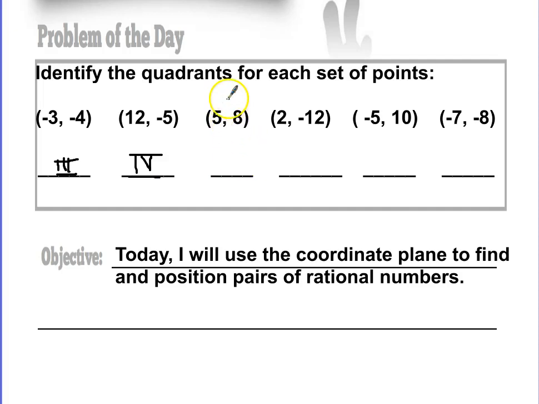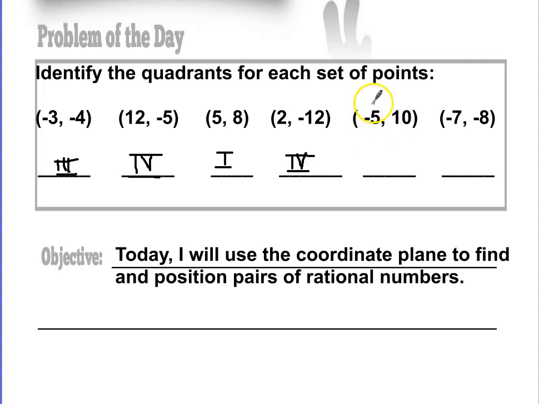Now, I have x coordinate is 5, y coordinate is 8. Well, when my x is positive and my y is positive, I know I'm to the right of 0 on the horizontal number line, and I'm above 0 on the vertical number line. So this is going to be quadrant 1. My next one, I have (2, -12). Well, I'm going to look at this. And if this was quadrant 4 and x is positive and y is negative, then I'm going to say this is also quadrant 4.